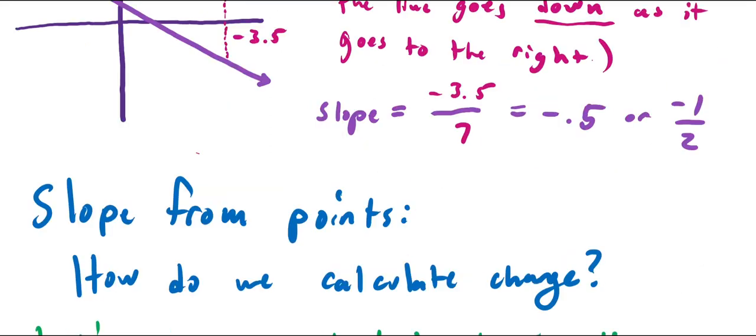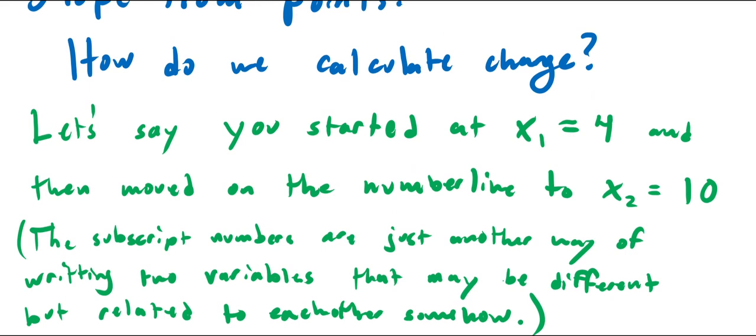So now let's talk about slope given 2 points, instead of just the change in those points. How do we calculate change? Well, let's think about this in just a one variable sense. If I start out at an x value, say 4, and I go to an x value, say 10, how much did I change? Now, don't be too put off by the 1 and the 2 here. What we're saying is they're related to each other. These are both x's, but this is at maybe time 1 and this is at time 2.